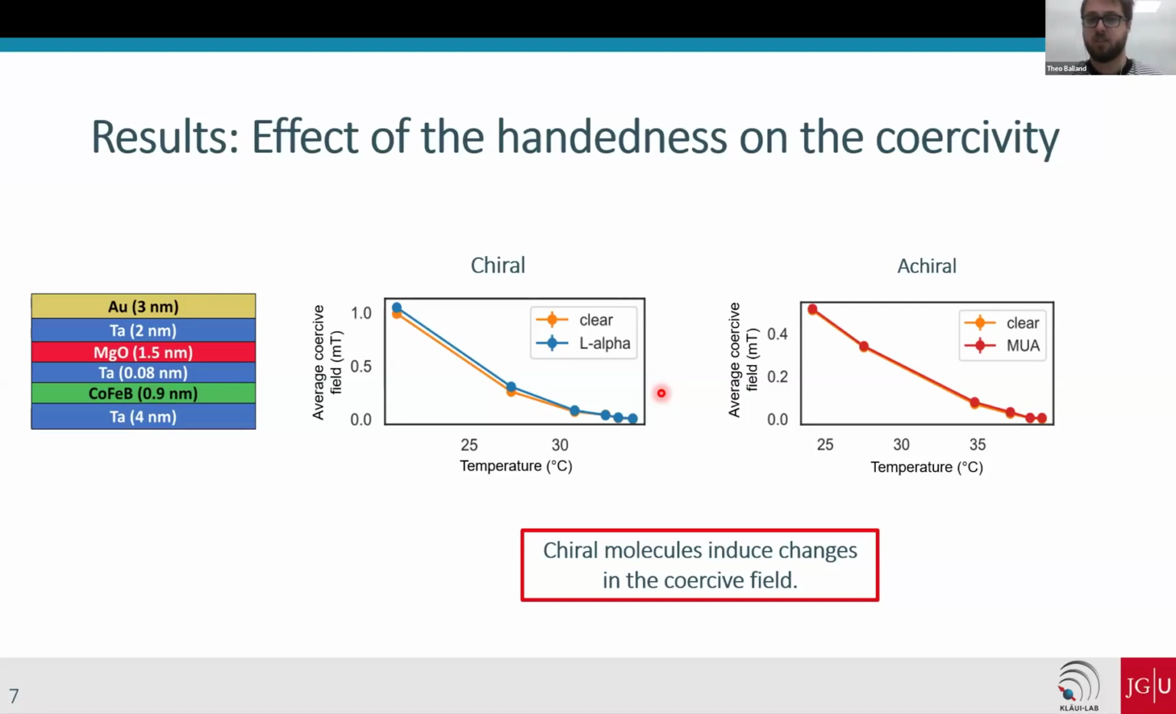And we repeat these measurements over time to minimize the error. From this, we see that there is no difference in the coercive fields in the case of the area without molecules and the area with achiral molecules. However, there is a slight difference in the coercive field in the case of the chiral molecule. So it seems that the chiral molecules induce some small change in coercive field.